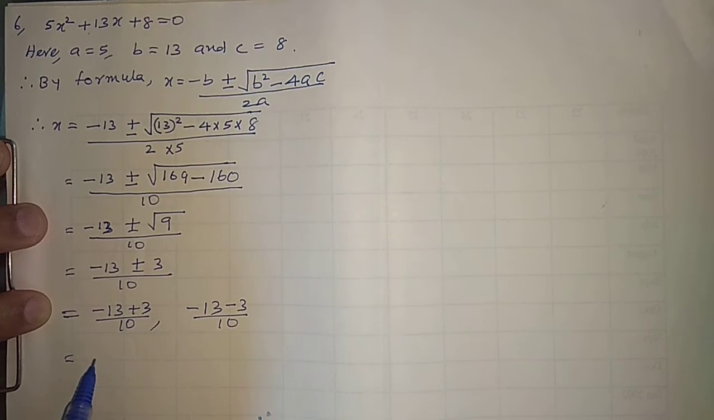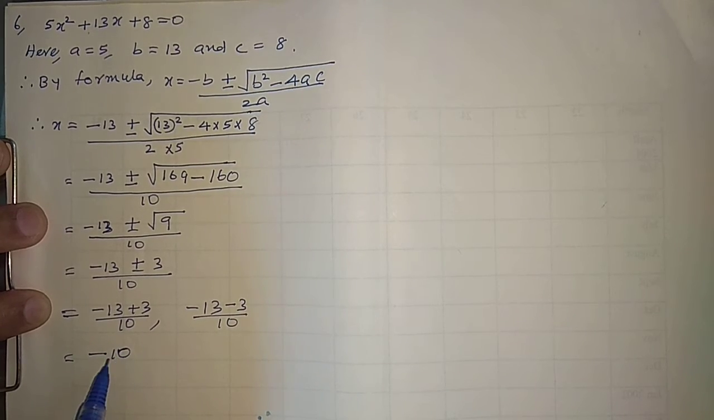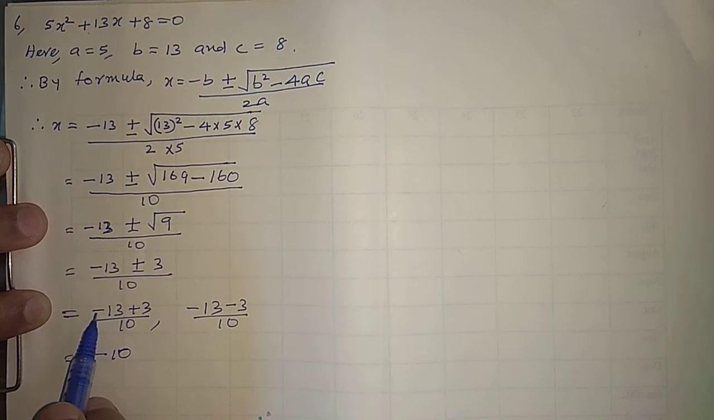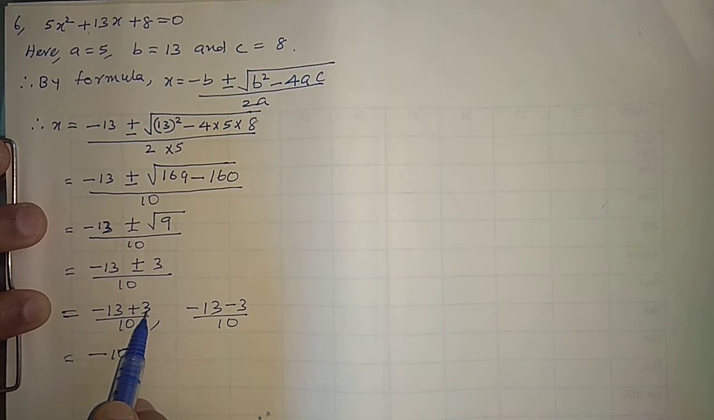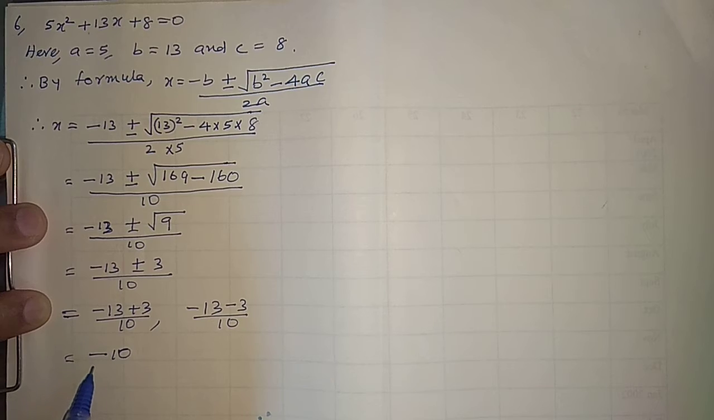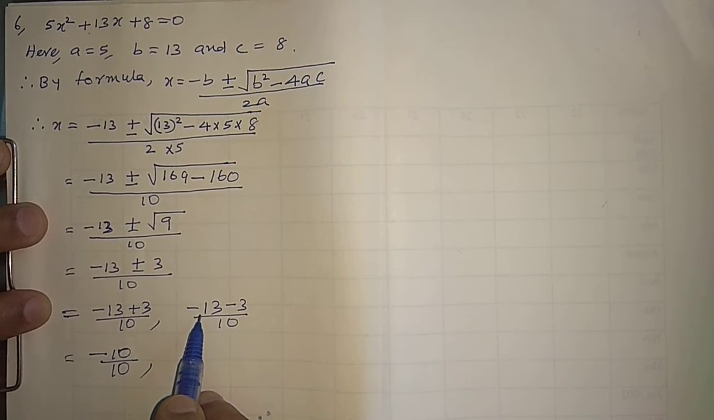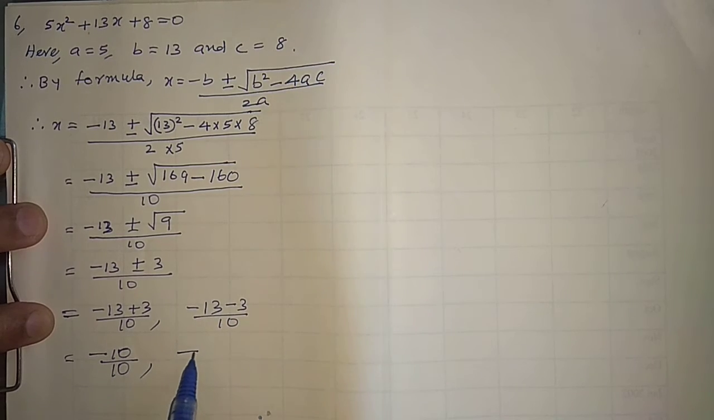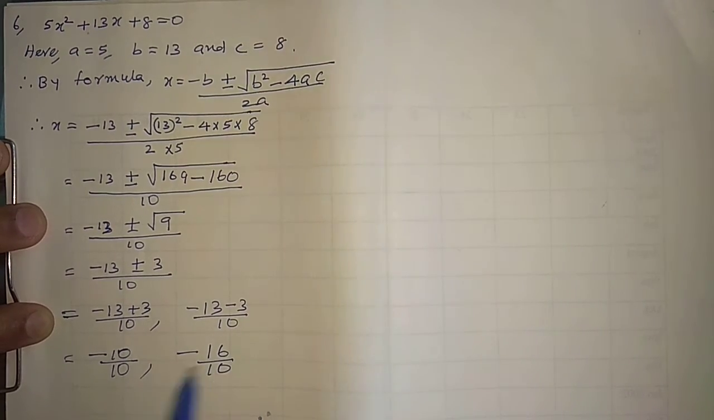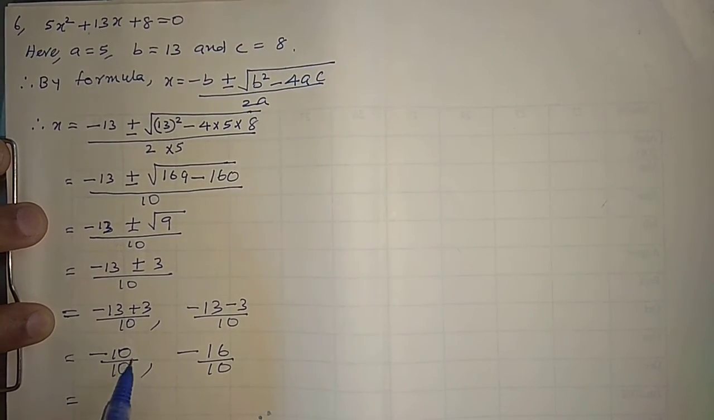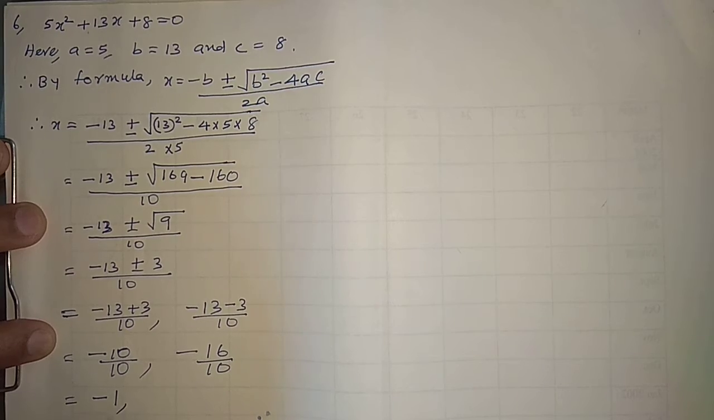Minus 13 plus 3 is how much? One is minus, the other is plus. From the greater quantity, subtract the smaller quantity, and put the sign of the greater number, upon 10. So minus 13, minus 3 more. Both are minus, so it's addition, not multiplication. So minus 16 upon 10.